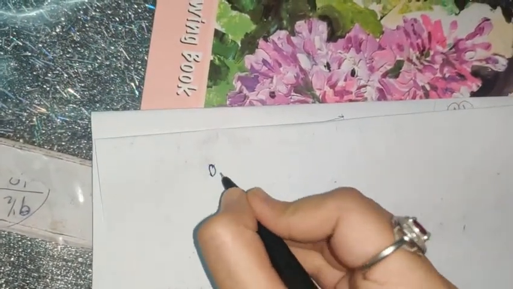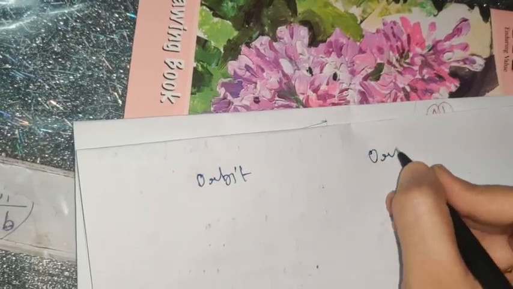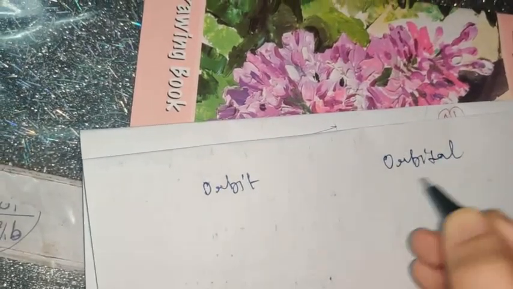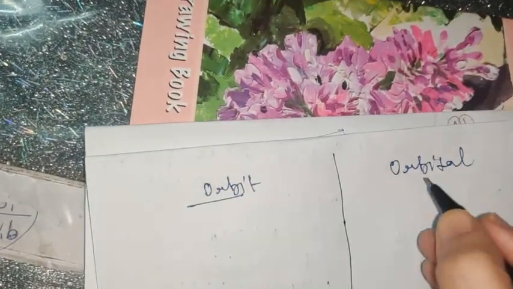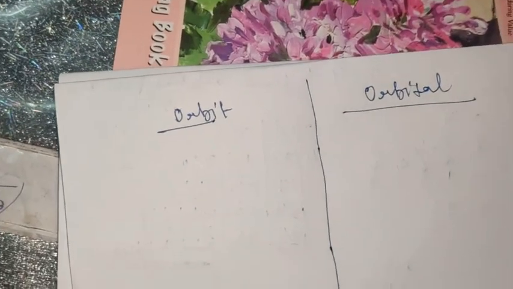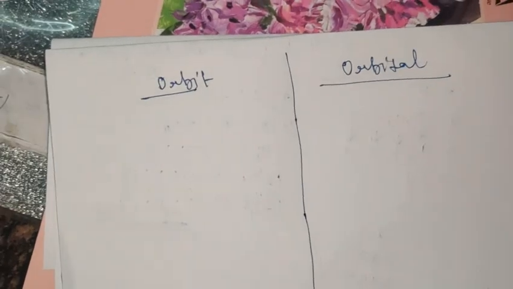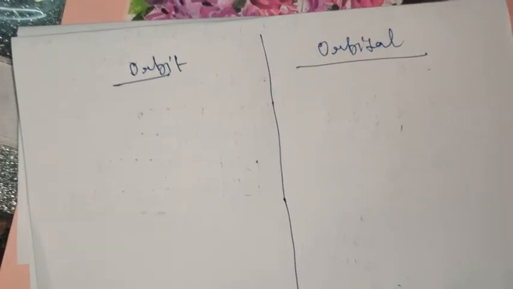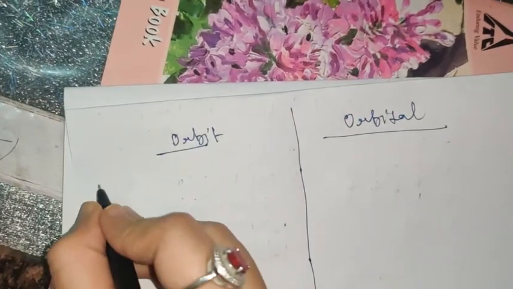Now let us learn to differentiate between orbit and orbital. What are the various differences between orbit and orbital? Because this is also a frequently asked question in your exam. So children, I would expect you also to answer with me. Think of the differences between orbit and orbital. The first difference is very simple. The first difference is orbit.